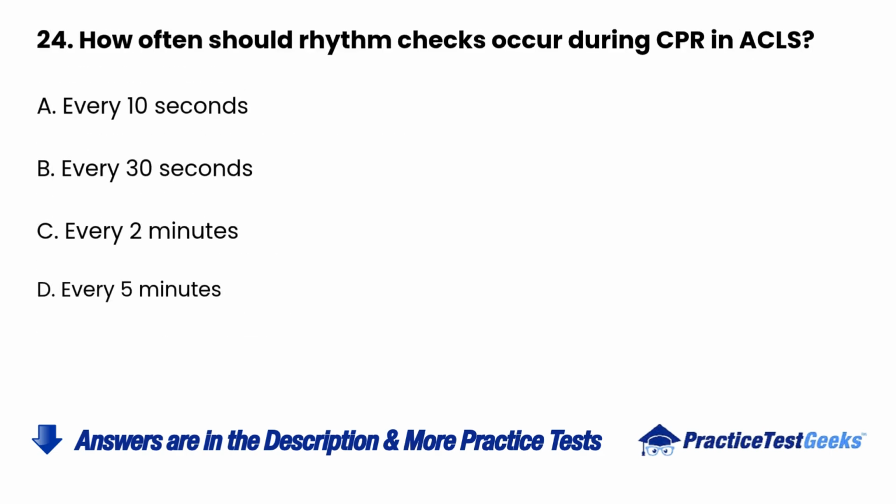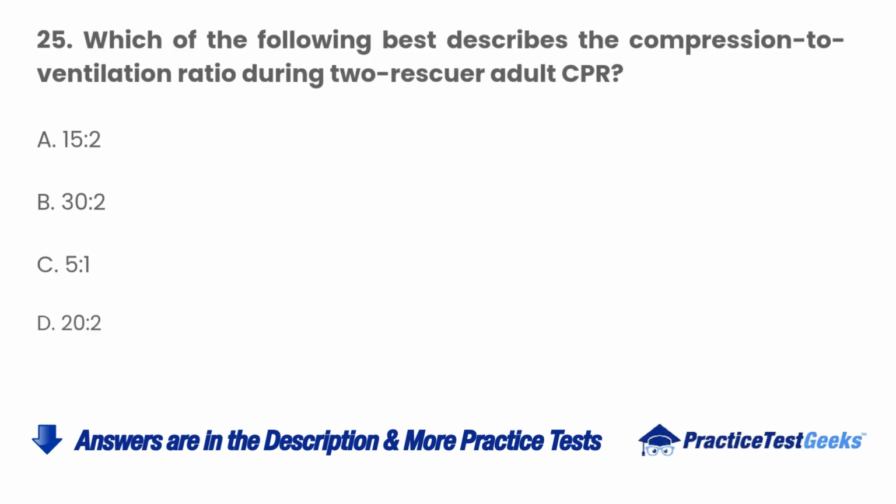24. How often should rhythm checks occur during CPR in ACLS? A. Every 10 seconds. B. Every 30 seconds. C. Every 2 minutes. D. Every 5 minutes.